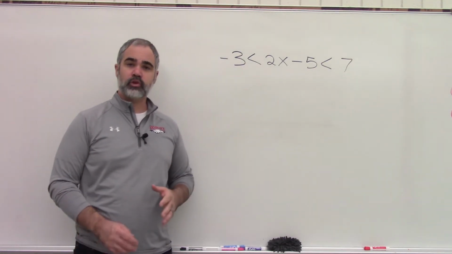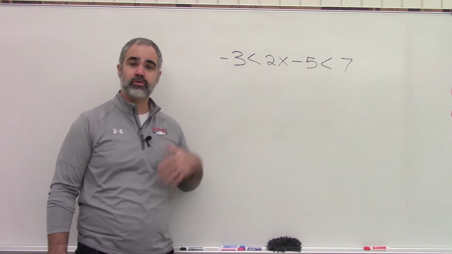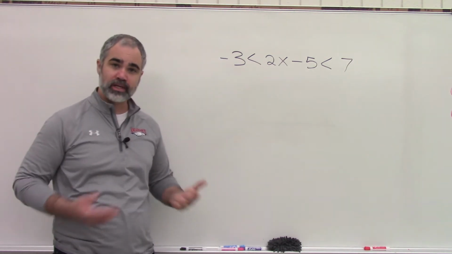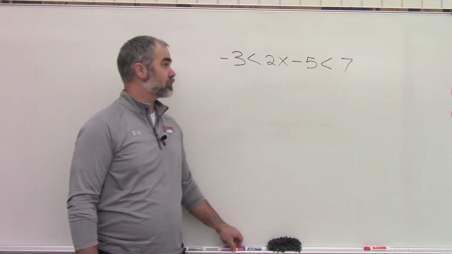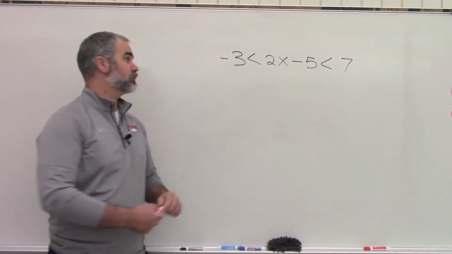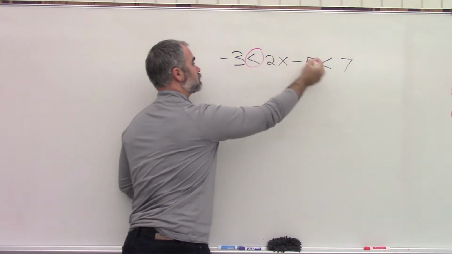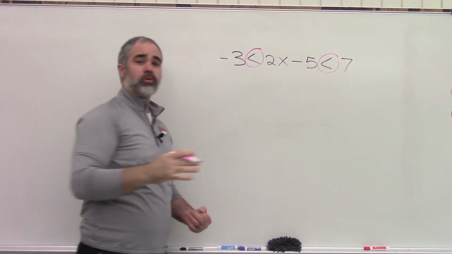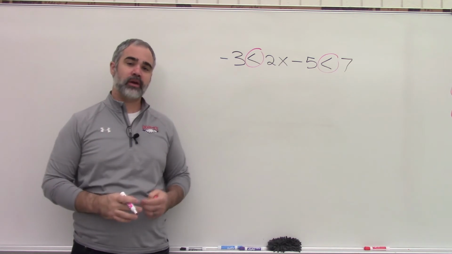Now this one, you might be looking at it right now and saying, well, how is this a compound inequality, Mr. Calbeck? There's no words in it. There's no "and" or "or." Which one is it? You're right, but this is a compound inequality, and I can show you why. There are two inequalities here. Since there are two inequalities in the same problem, this is still considered a compound inequality.